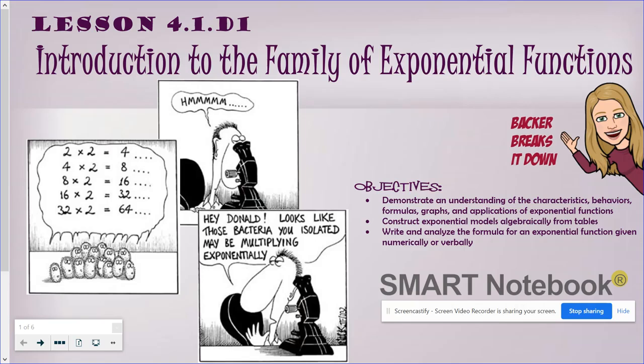Well, our little scientist friend is basically telling us exactly what we should be seeing. It says the bacteria are multiplying exponentially. And so you see the pattern is that the bacteria are doubling. You're multiplying by 2 each time to obtain the next value of the function. Okay, so this is an example of an exponential function, right?